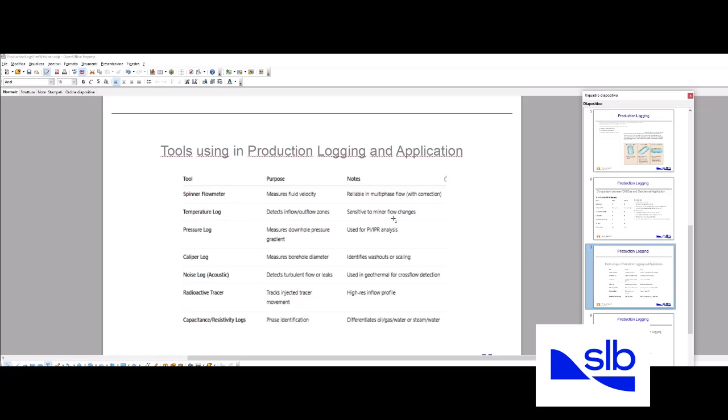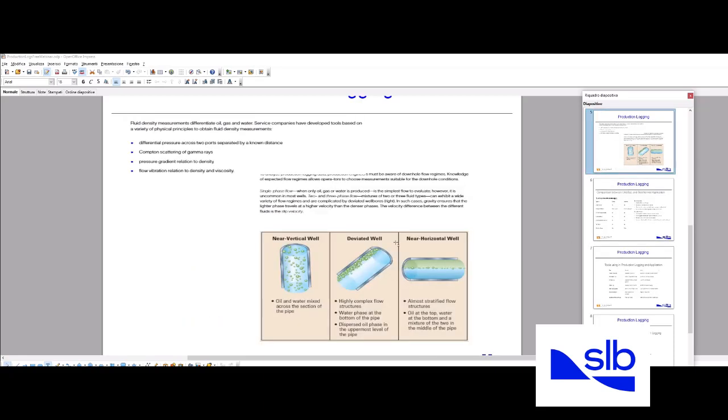In this case we have some examples of tools used in production logging and their applications. We generally use, for example, the spinner flow meter to measure the fluid velocity, and it is reliable in multi-phase flow. The temperature log is used to detect inflow-outflow zones and is sensitive to minor flow changes. The pressure log is essential to measure downhole pressure gradients. And the caliper log is essential to measure the borehole diameters to establish the hydrodynamic problems and make hydrodynamic simulation.